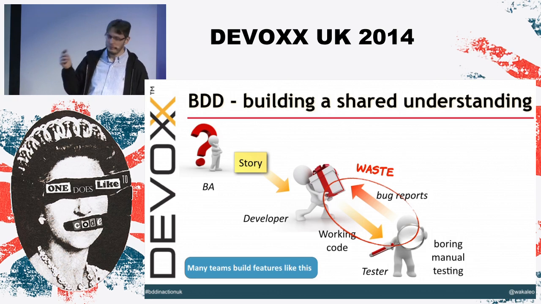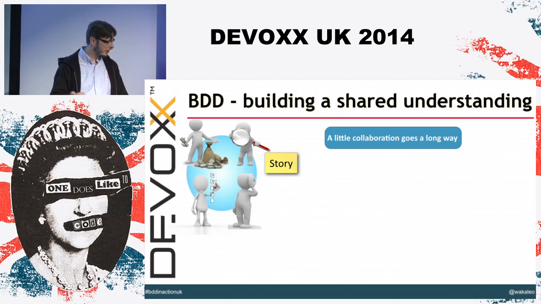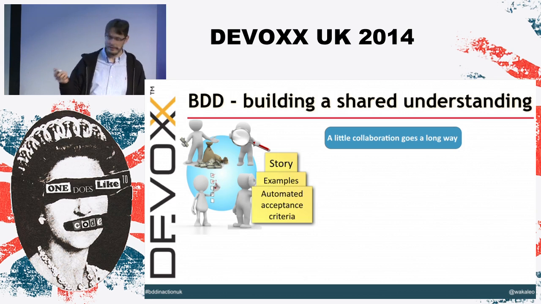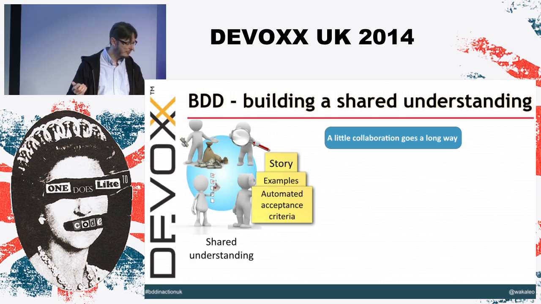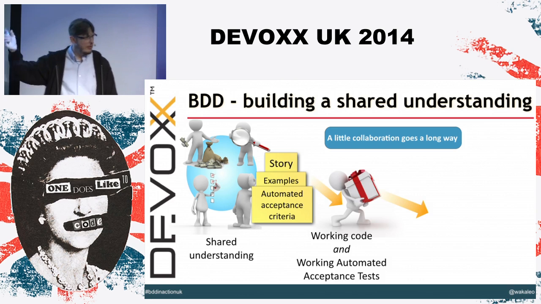So what we want to do is avoid that sort of situation, which was a little bit extreme, but anyway, and use this collaborative approach, which you'll often hear referred to as the three amigos, where you get everyone collaborating and then you come up with both working code and working acceptance criteria. So your Cucumber or your JBehave comes out of this first meeting. You don't go out of that meeting without executable acceptance criteria.